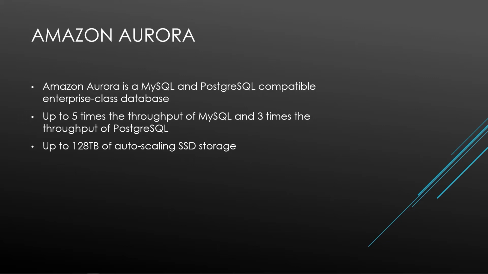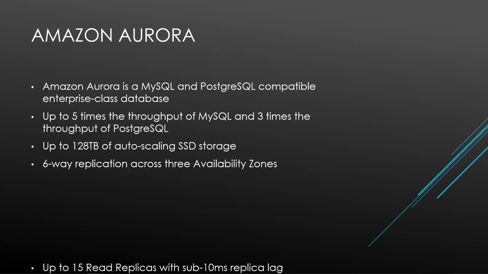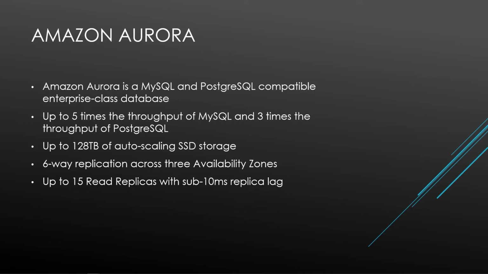That's cool. And Amazon Aurora has 6-way replication across 3 availability zones. And Amazon Aurora also has up to 15 read replicas with a sub 10 millisecond replica lag. Now, Amazon Aurora has automatic monitoring and failover in less than 30 seconds. I think that's enough introduction about Amazon Aurora.